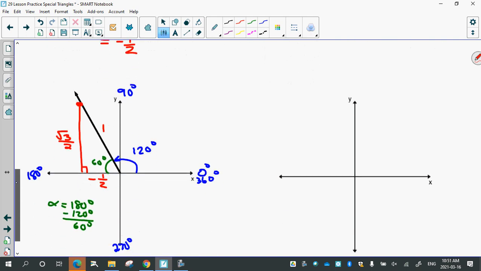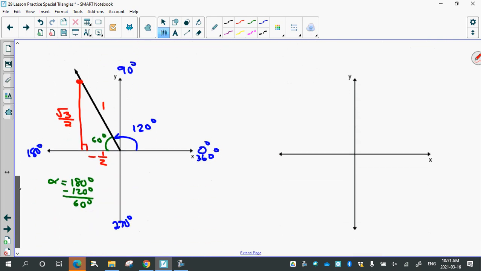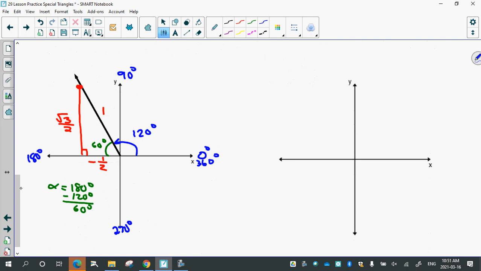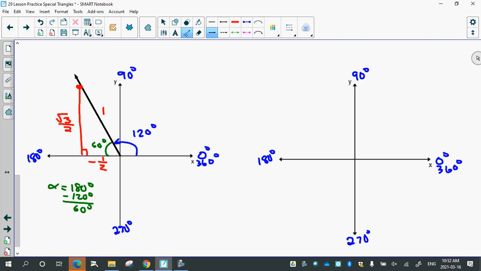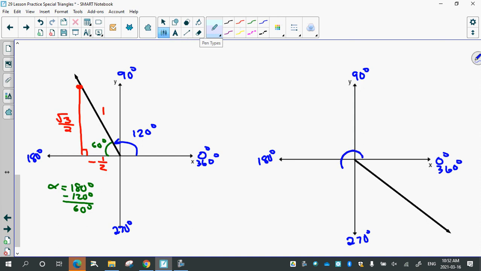All right, so next one is sine of 315 degrees. So we'll start off just the same as this morning. So 315, is it going to be closer to the x, closer to the y, or in the middle? It would be in the middle, yeah. So I'm going to draw it right in the middle. And then I'm going to label it. So this is 315 degrees.